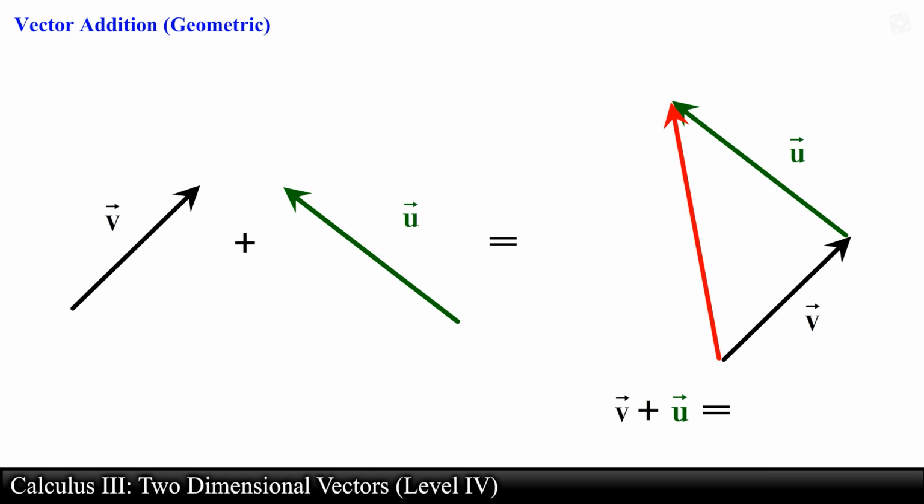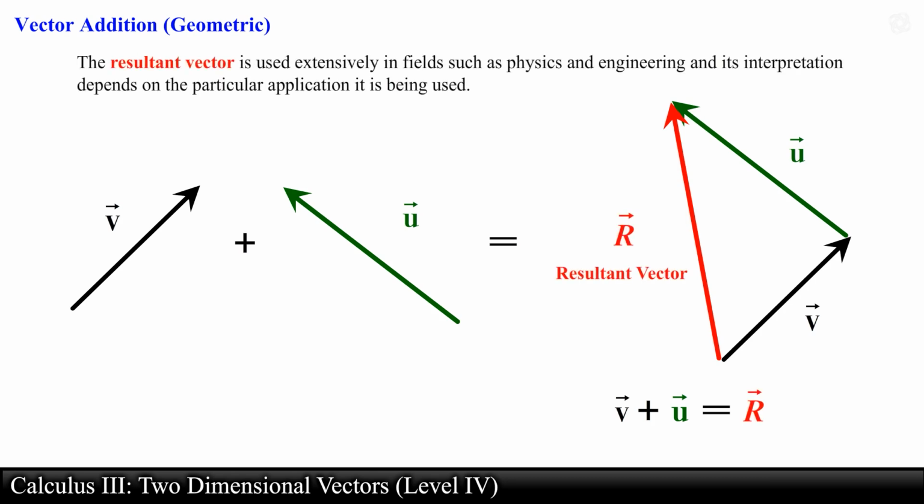This vector is usually referred to as the resultant vector. The resultant vector is used extensively in fields such as physics and engineering, and its interpretation depends on the particular application it is being used for. In this example, the resultant vector represents the displacement of a particle from point A to point C. This method of adding vectors is sometimes called the tail-to-head method, or triangle law.